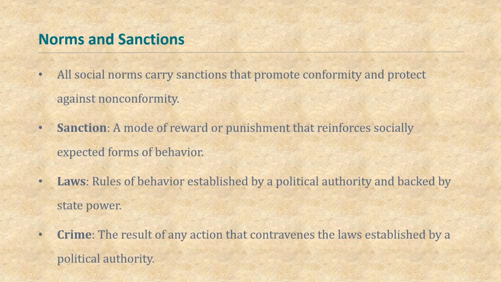Norms and sanctions. All social norms carry sanctions that promote conformity and protect against nonconformity. A sanction is a mode of reward or punishment that reinforces socially expected forms of behavior, while laws are rules of behavior established by political authority and backed by state power. A crime is any action that contravenes the laws established by a political authority.